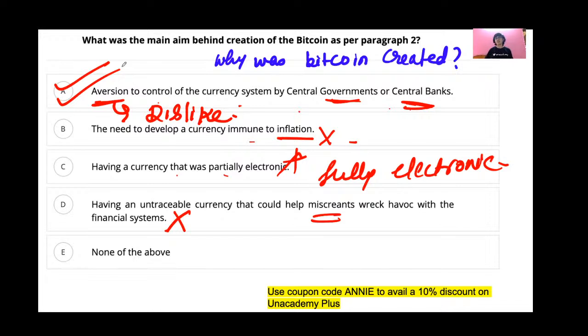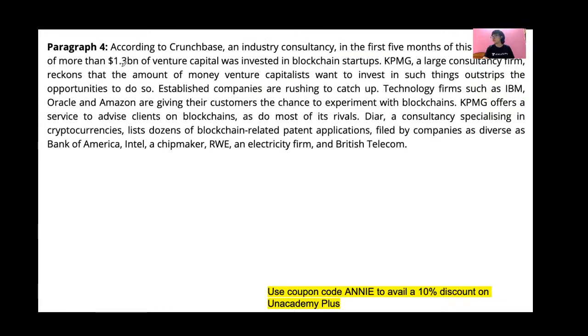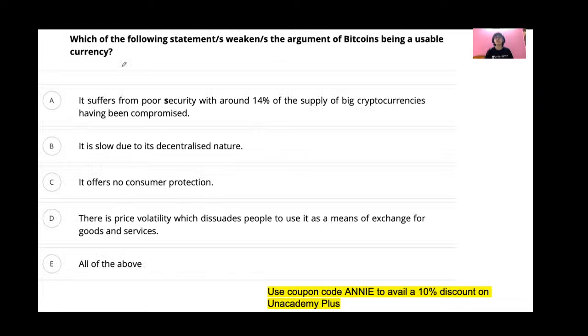Have you understood this question? Clear? Okay. Next, paragraph 3, then paragraph 4. Now we will see the questions.